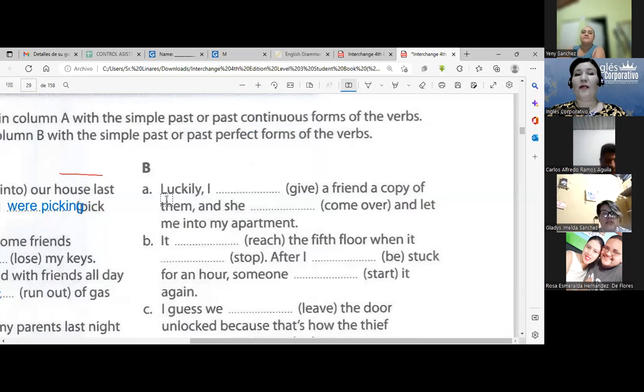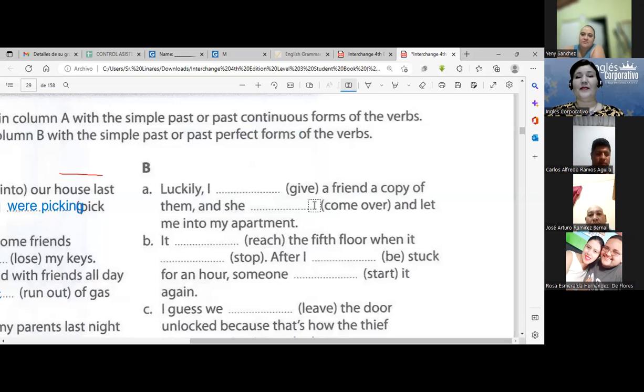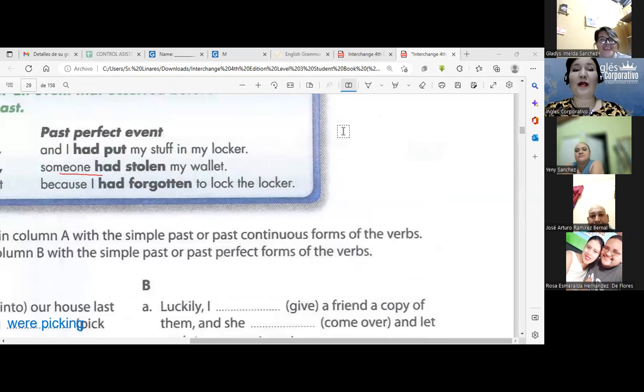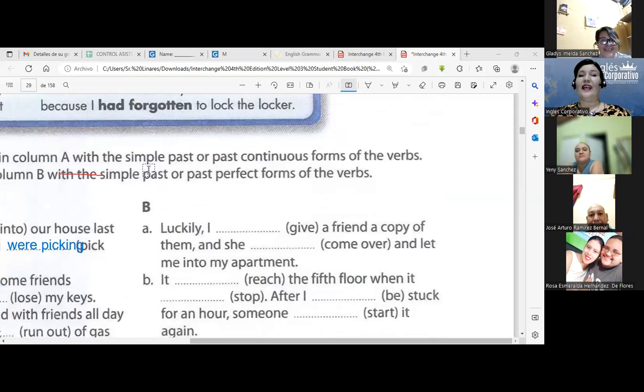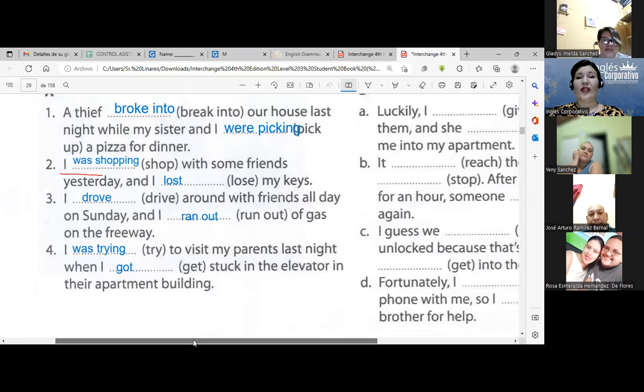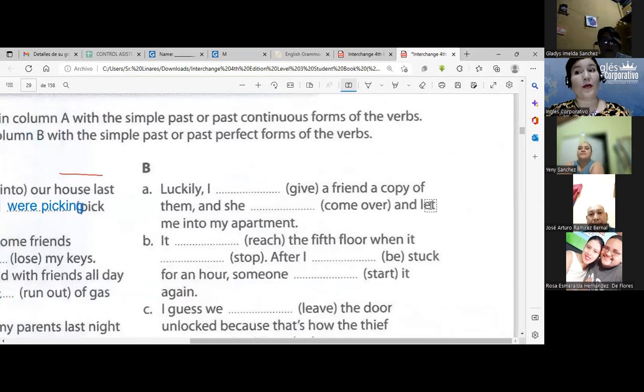So the next one, and it says, luckily, I gave a friend a copy of them, and she came over and let me into my apartment. Remember that? Here you have the past perfect, right? In these ones, remember that we are going to use simple past or past perfect, right? In this one, we were using simple past or past continuous, right? And so in the answers, we are going to use simple past or past perfect.